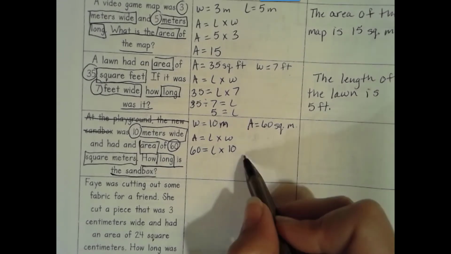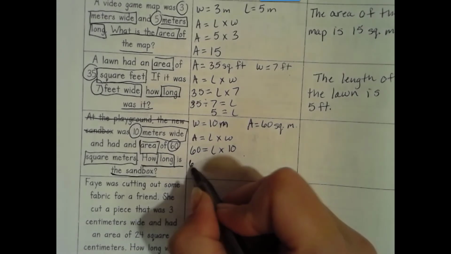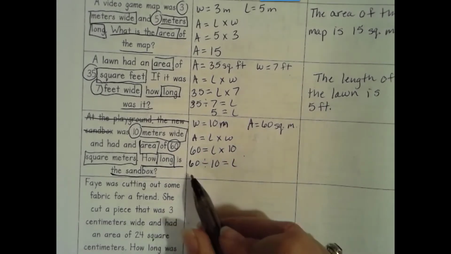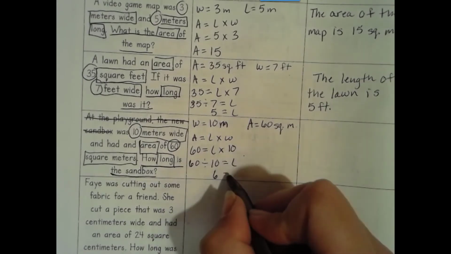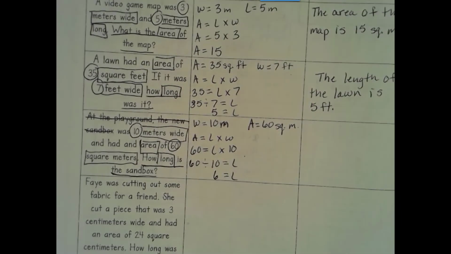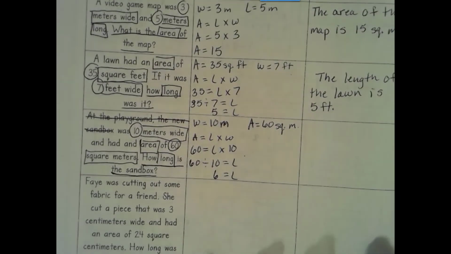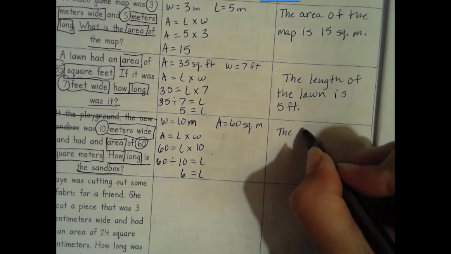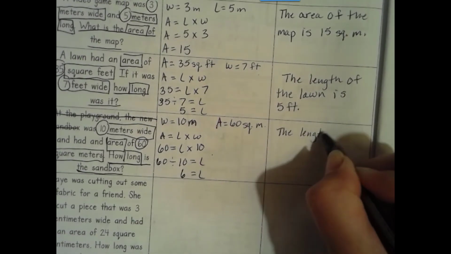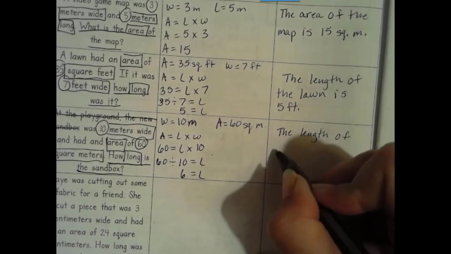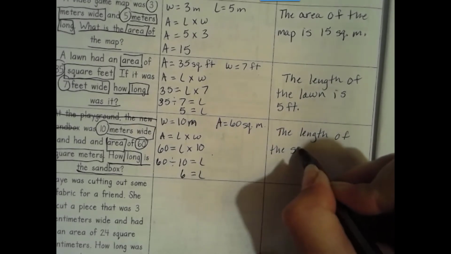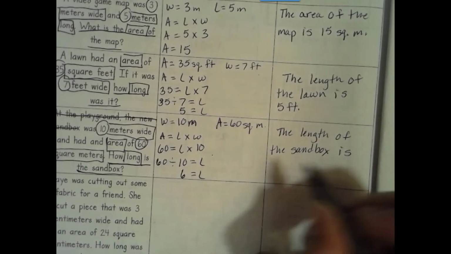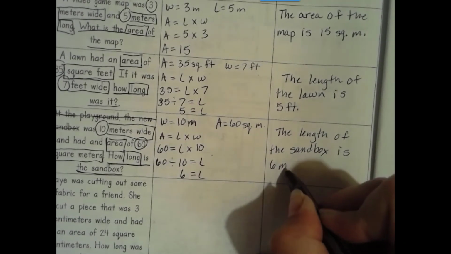What times 10 would give us 60? Or using our inverse operation, 60 divided by 10. 60 divided by 10 is 6. Our length is 6 meters. The length of the sandbox is 6 meters.